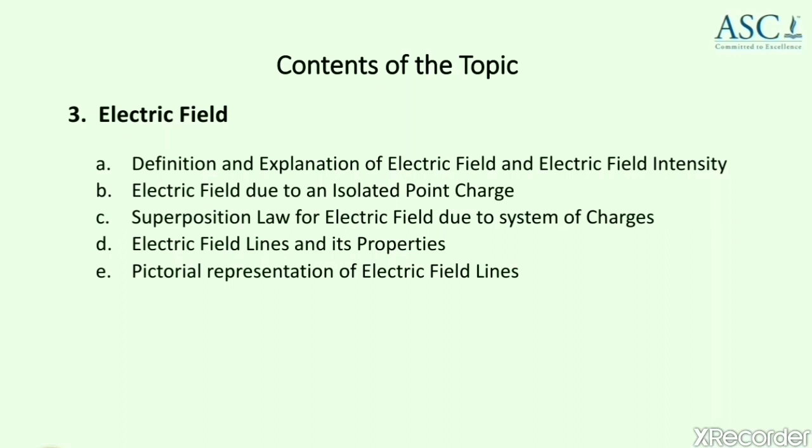Next, due to a single isolated point charge, I will be explaining about electric field. It is a simple derivation for about 2 to 3 marks. Next, when you have a multiple charge system, how do you find the total electric field? That comes under the superposition law. And then a very important question, that is electric field lines and its properties. At last, pictorial representation of electric fields has to be understood.